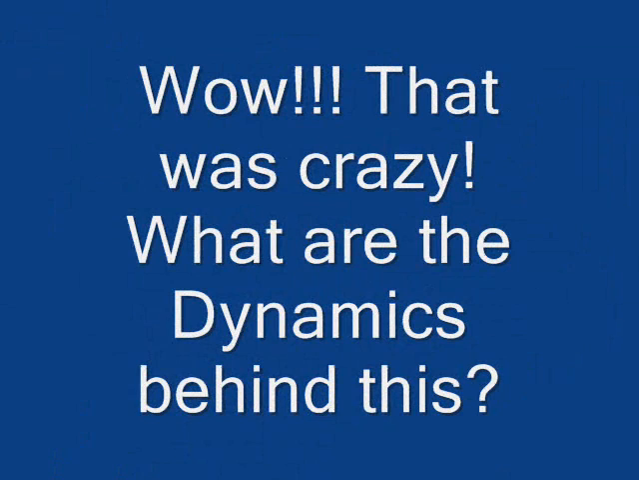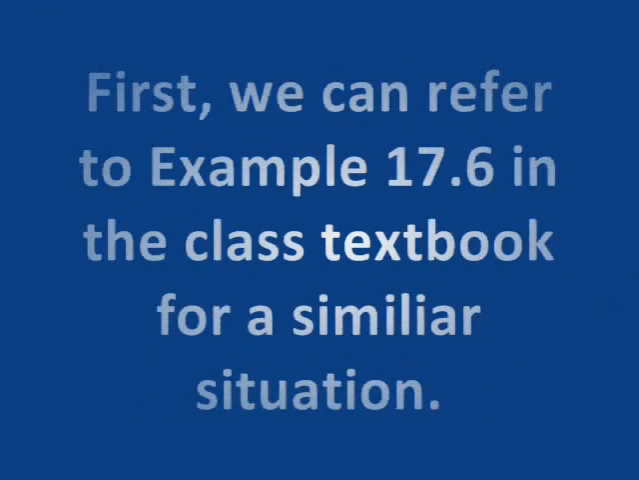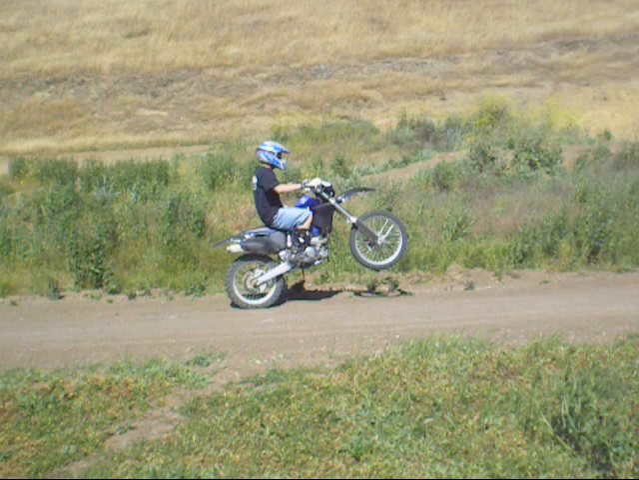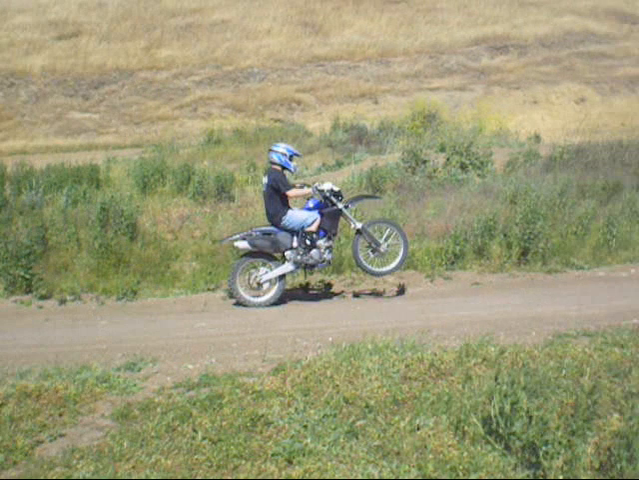Wow, that was crazy! What are the dynamics behind this? First, we can refer to example 17.6 in the class textbook for a similar situation. For this problem, we will be solving for the minimum coefficient of static friction between the back wheel and road surface in order for Ante to do a wheelie, i.e., lift the front tire off the ground.